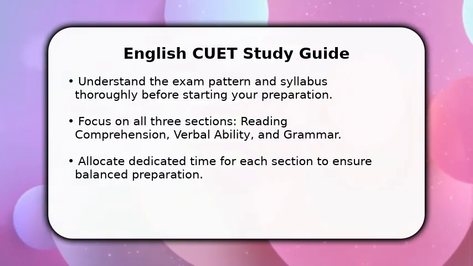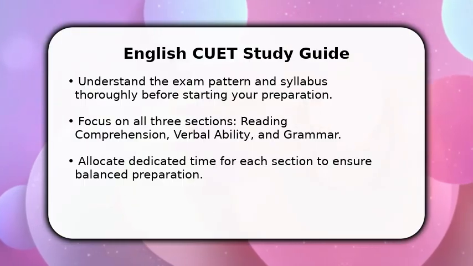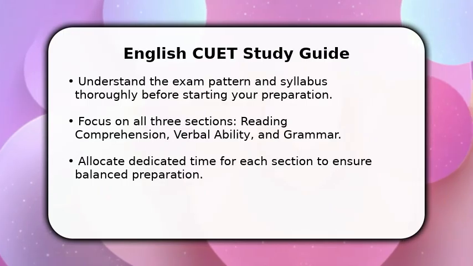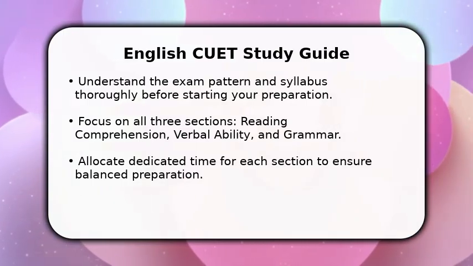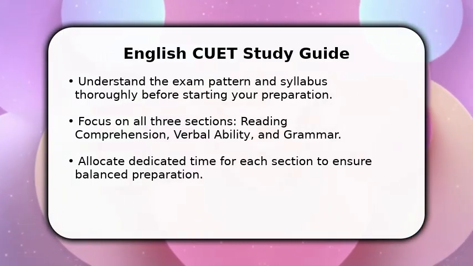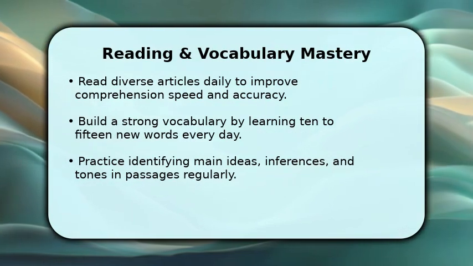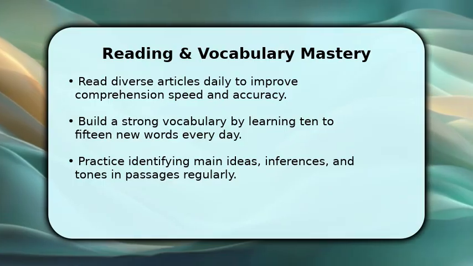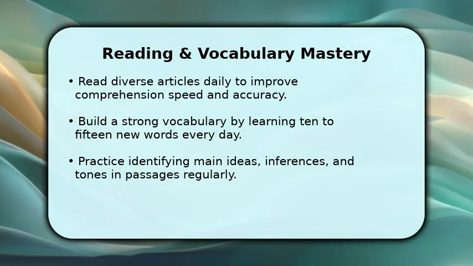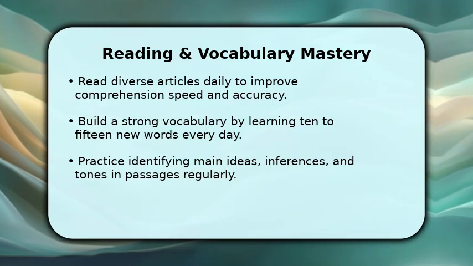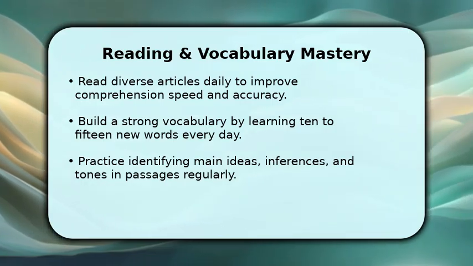Next, divide your study time effectively across the 3 main sections: reading comprehension, verbal ability, and grammar. A balanced approach is key to scoring well, so dedicate consistent effort to each area. For reading comprehension, make it a habit to read widely, including editorials, essays, and short stories. This will enhance your reading speed and ability to grasp complex ideas quickly.